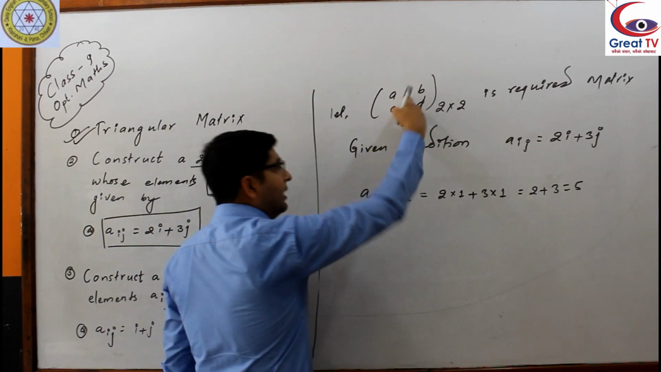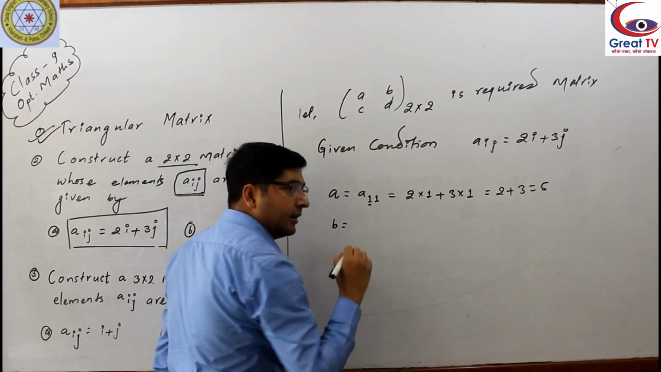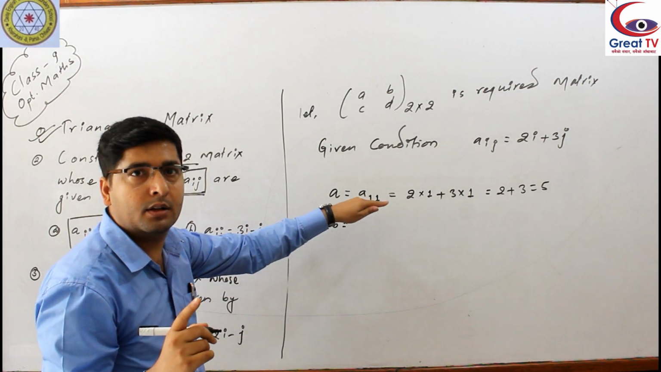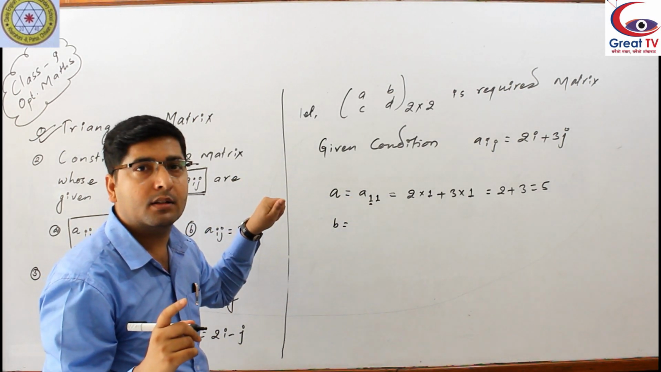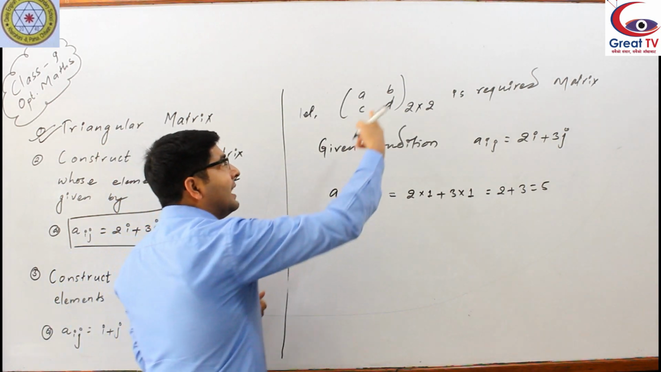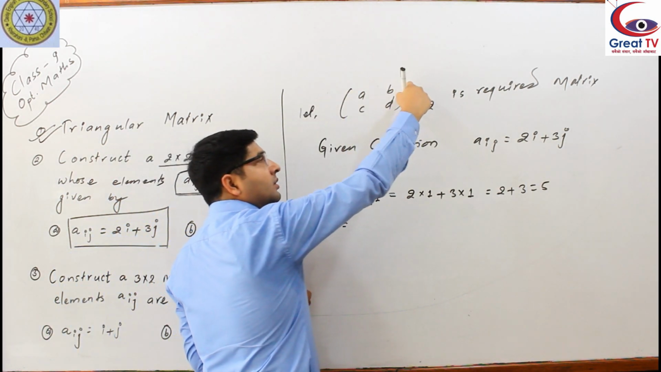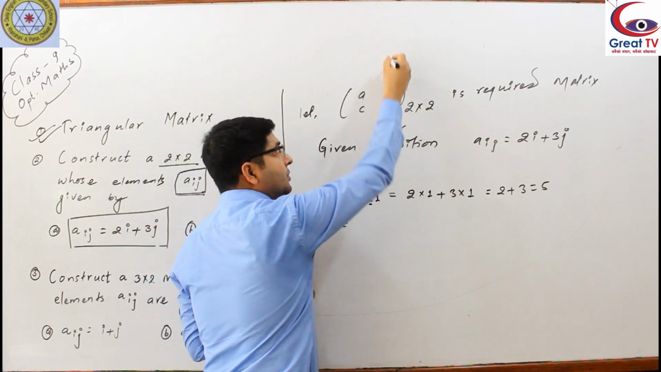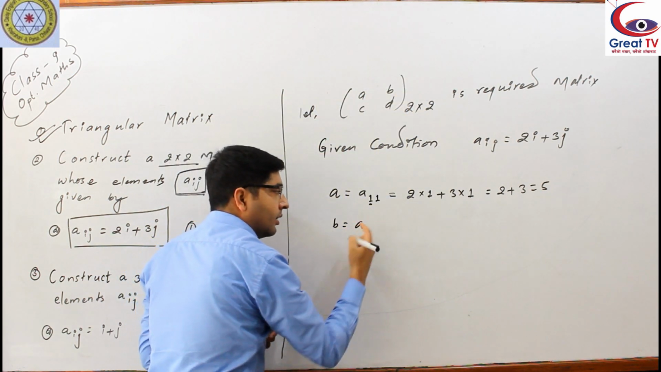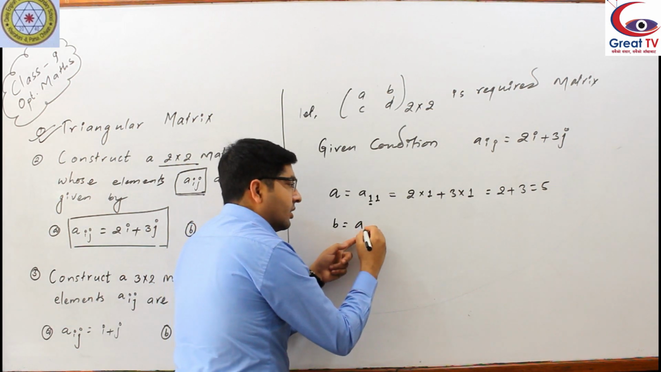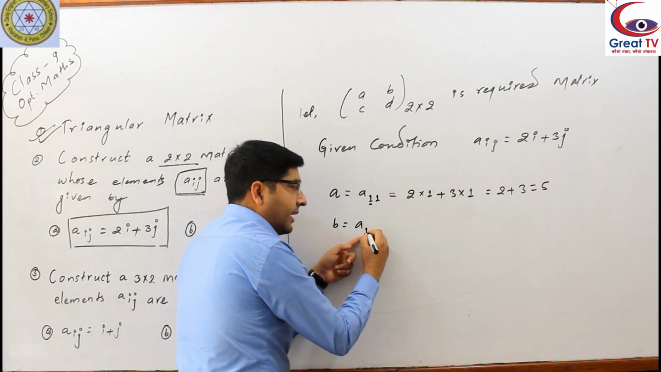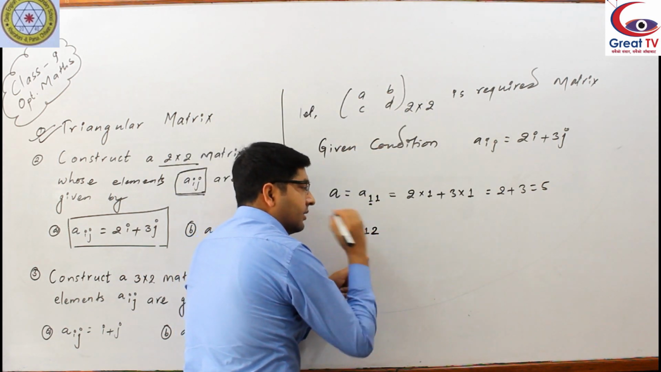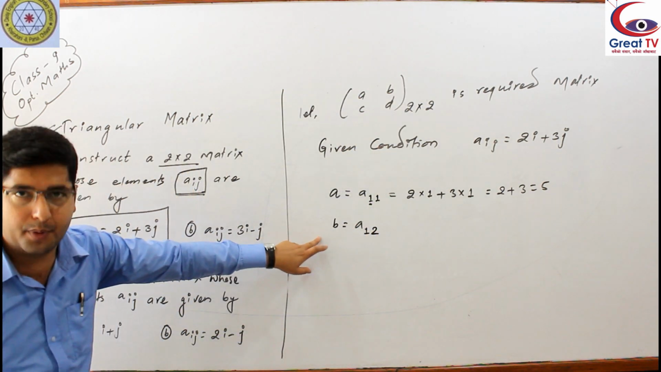Now B. At first you have to express B in the form of aij. Now find out the position of B. B lies on first row, and which column? First row, second column. First, i represents row, first row, and j represents column, second column. So right here a12 is the position of B.